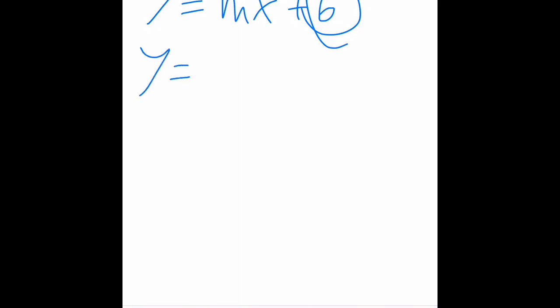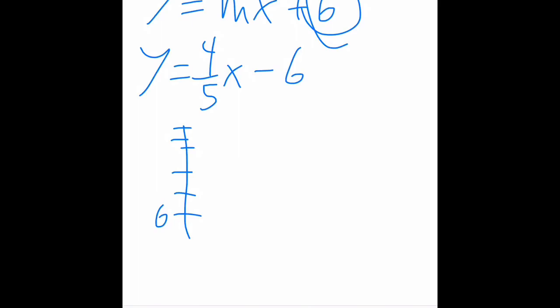So let's say you have y equals mx plus b, right? The b is just the starting point. So like, let's say you have y equals 4 over 5x minus 6, then you would start at negative 6, and then you go up 4 and then over 5.